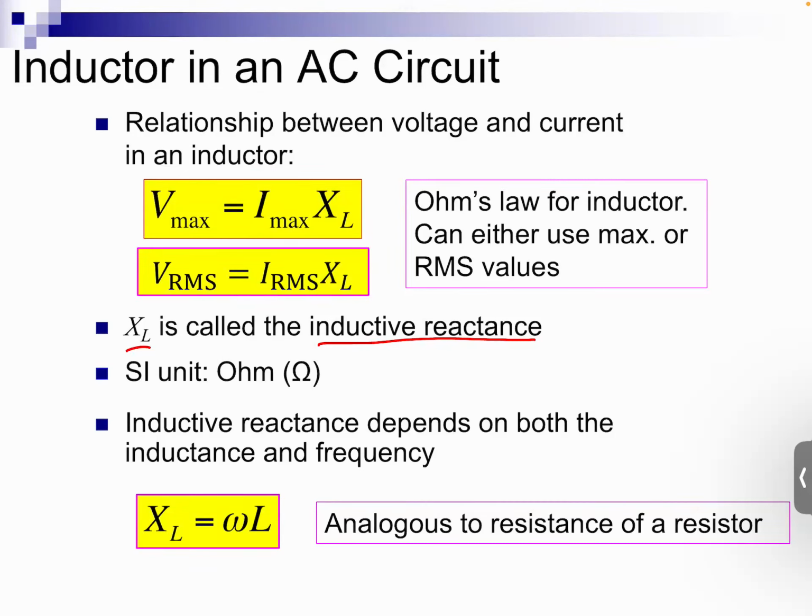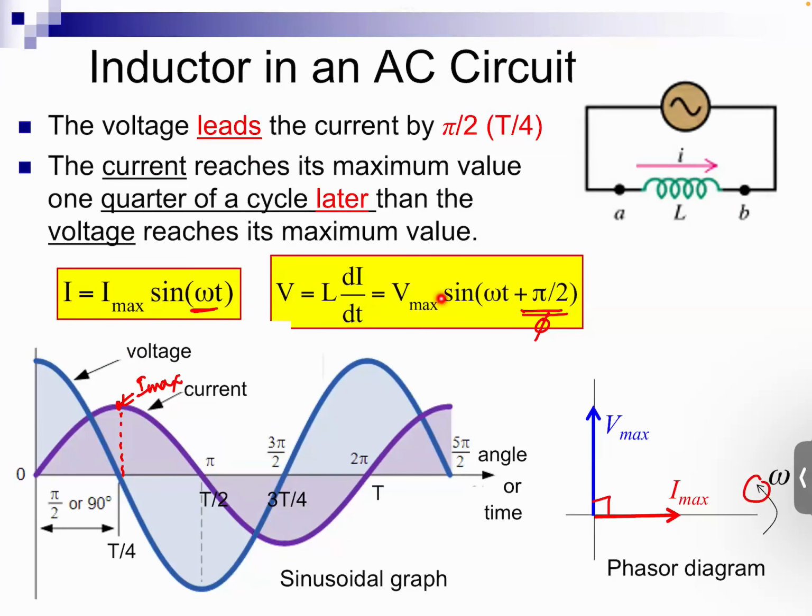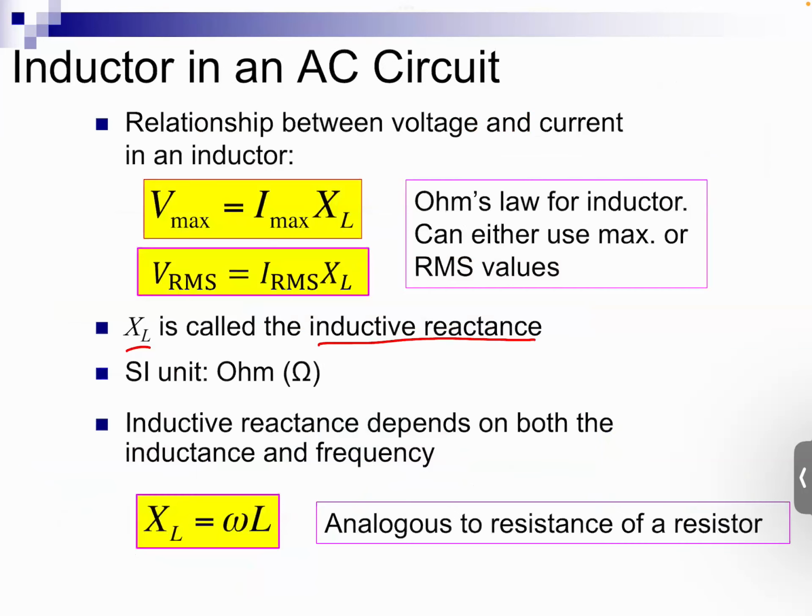But if you want to find the specific currents at any instant of time, then use these equations to find the current at some time t, or find the voltage at some time t. Okay, so that's the difference between these equations, the sinusoidal equations, and the V equals IR equations there. The inductive reactance XL is defined as omega times L. L is the inductance of the inductor.